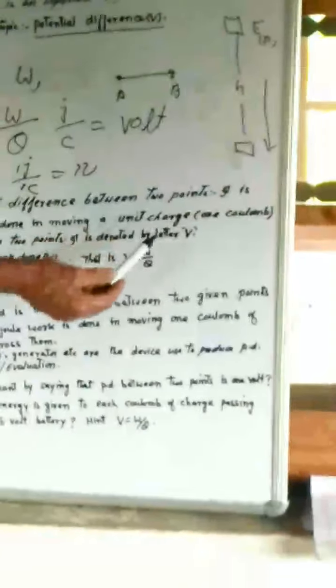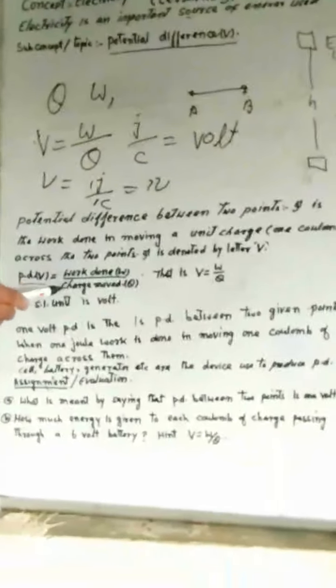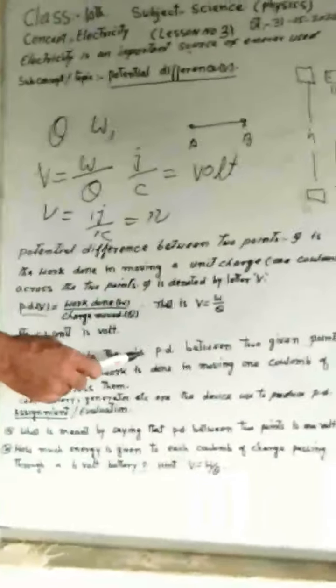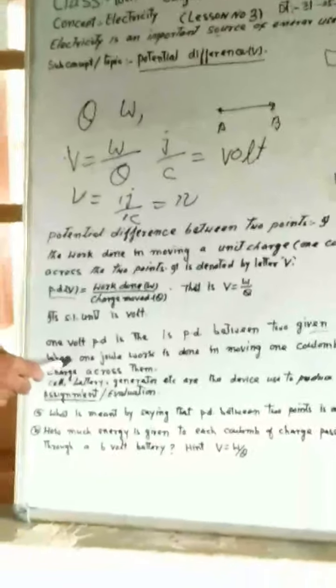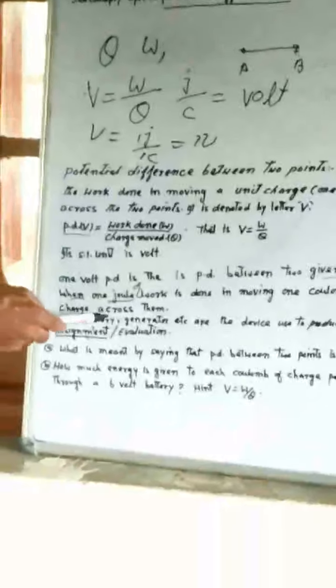Here is the prepared note for you. Potential difference between 2 points is the work done in moving a unit charge, unit charge meaning 1 coulomb of charge, across the 2 points. It is denoted by letter V. Potential difference V is equal to work done W divided by charge moved Q, that is V is equal to W by Q. Its SI unit is volt. 1 volt potential difference is the potential difference between 2 given points when 1 joule of work is done in moving 1 coulomb of charge across them.